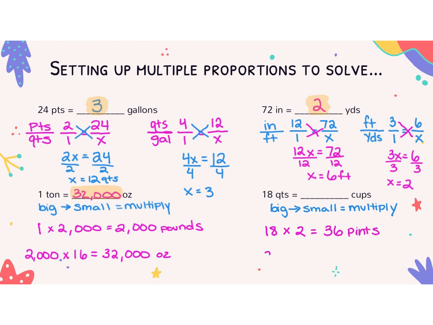Next, we will take our 36 pints and we'll convert that to cups. On our STAR resource chart, we see that 2 cups are in 1 pint. So we will multiply our 36 times 2 to figure out how many cups we have. 36 times 2 is 72. So we have 72 cups. 18 quarts is equal to 72 cups.